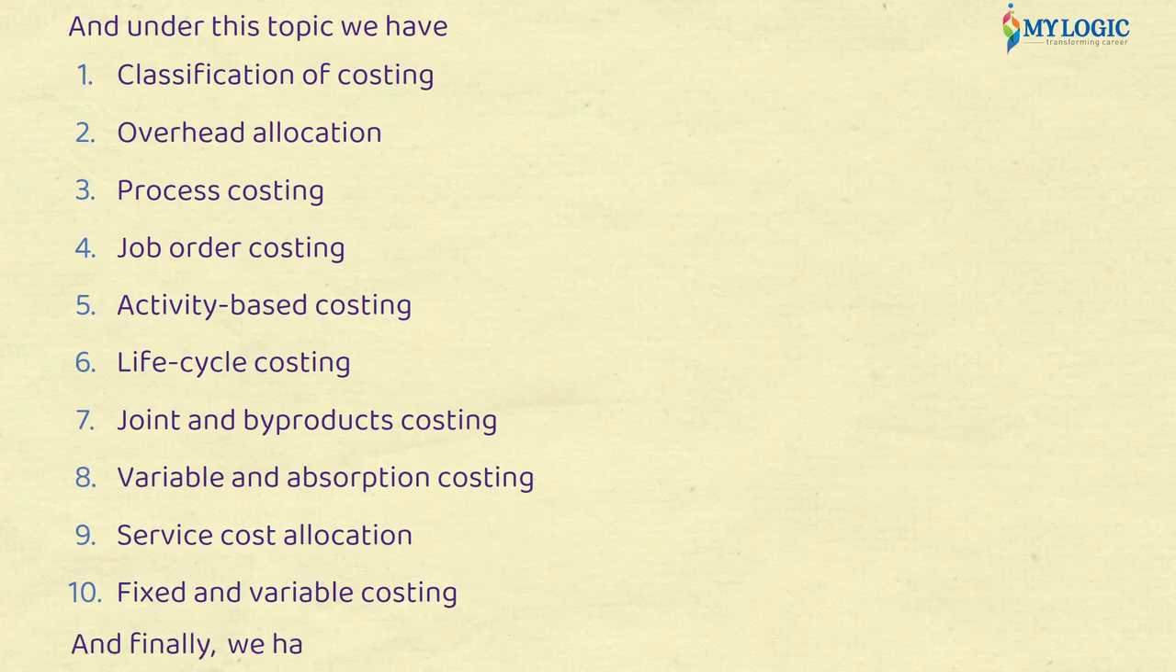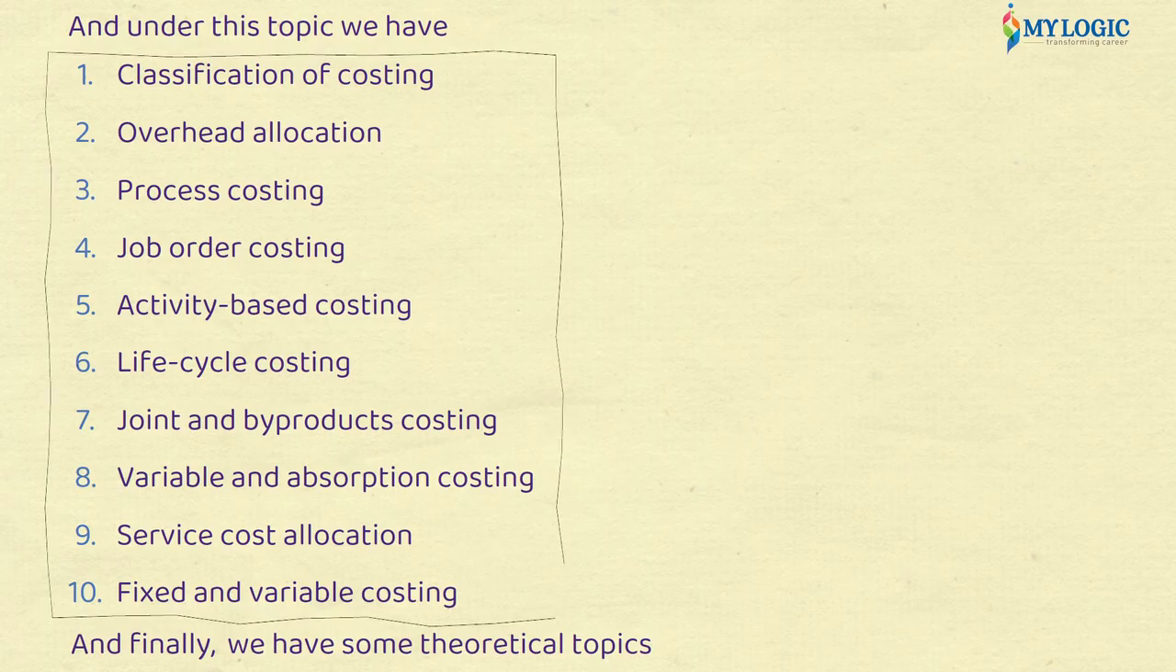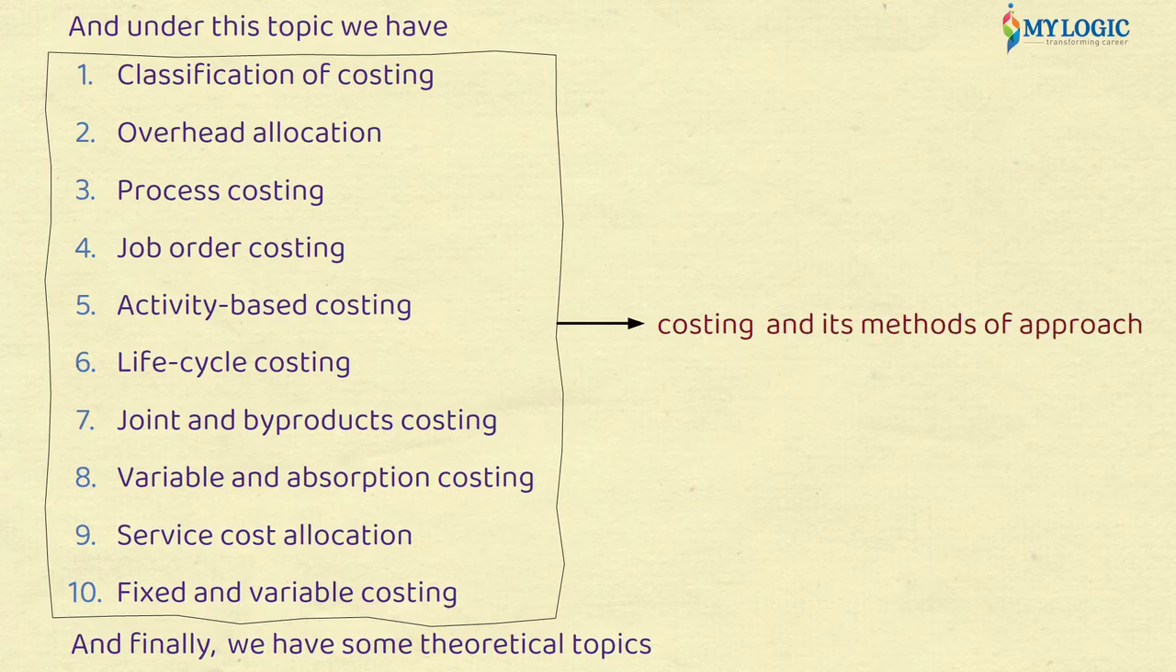And finally, we have some theoretical topics. And after getting to know all these topics, we will know what exactly is costing and its methods of approach. Now let us try to understand our first topic called classification of costs. Number 1. Classification of costing.